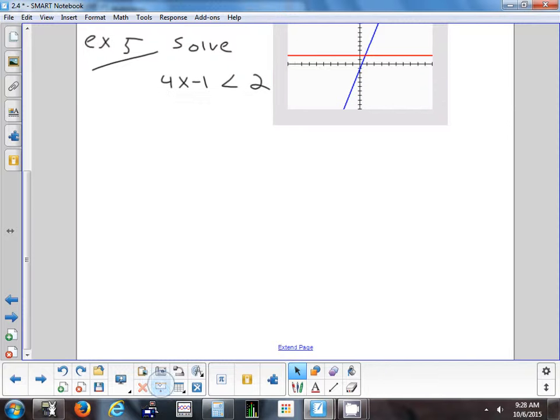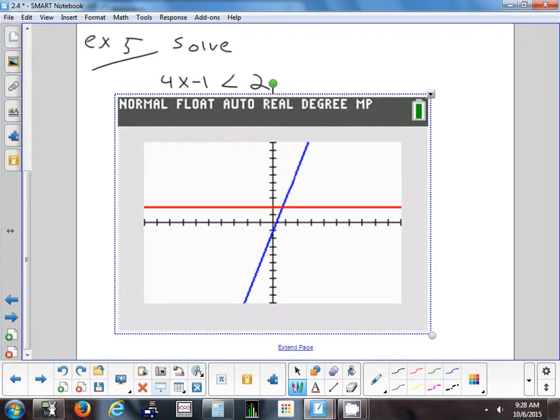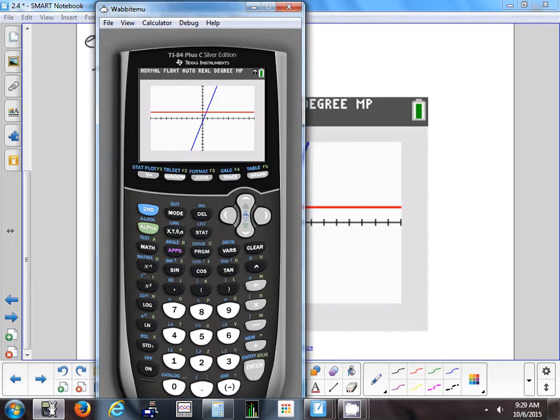All right, so let's look at that. What we want to find is this section right here. Find that point, and it's every value to the left of that. Now you can do second calc, intersect, first curve, second curve, do your guess, and we get the same thing: x is less than 0.75.